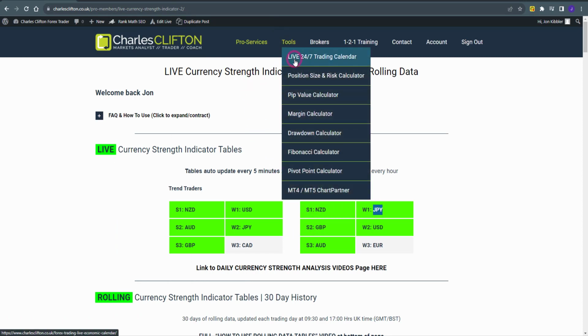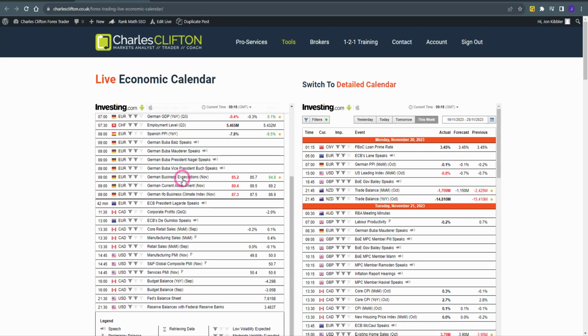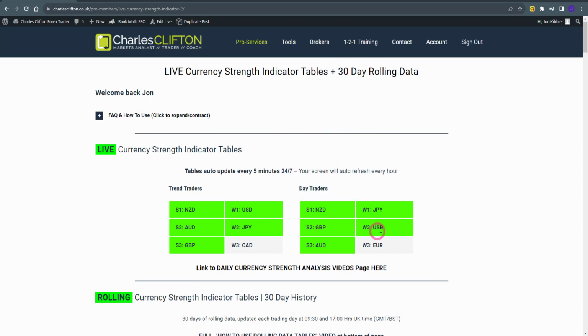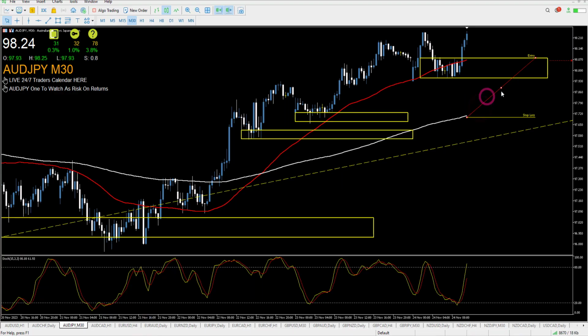There's not much in terms of news today either. There is a little bit of dollar data coming up this afternoon. If we scroll down, you can see that we've got US services PMIs out this afternoon, so maybe there's something we could take a look at with regards to the US. Let's dive straight in. Let's go to Aussie yen first.